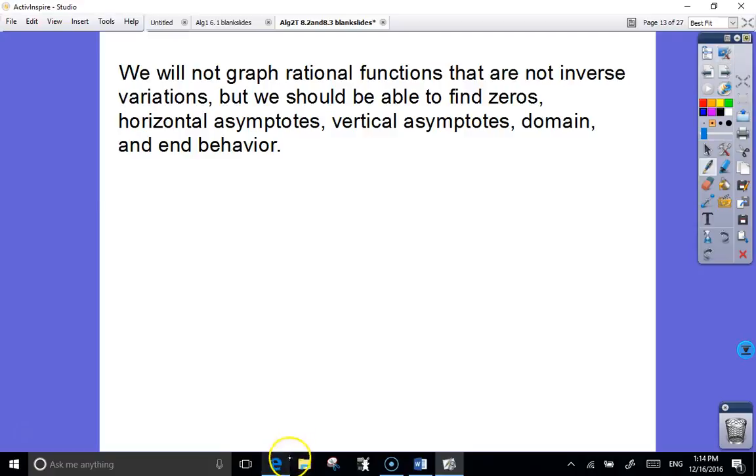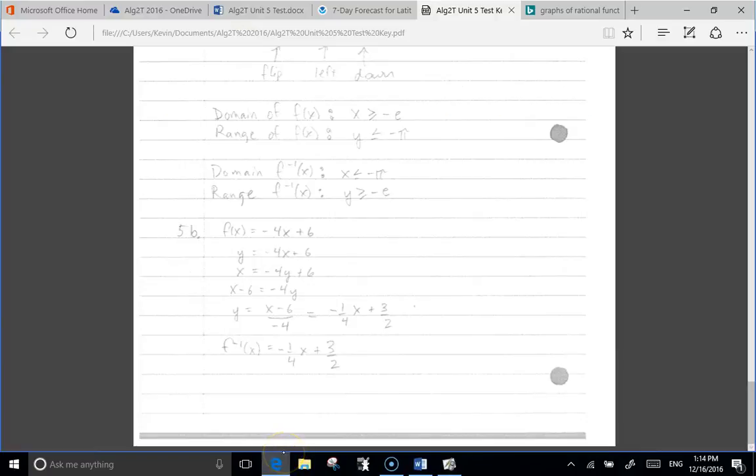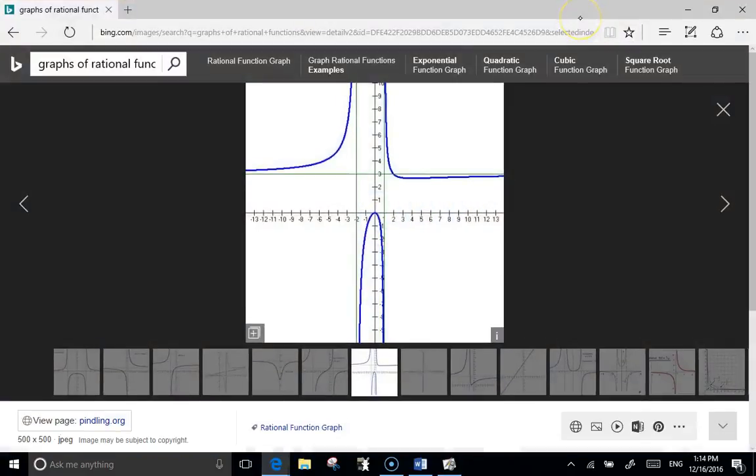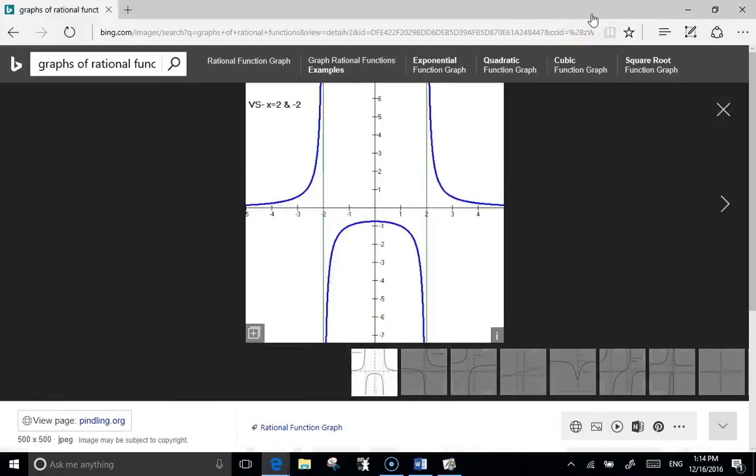I had brought this up before. Let's see if I still got it up here. I hate it when it does that. These are kind of examples of graphs of rational functions. And you can see the two green lines there? Those are the vertical asymptotes. It looks like there's also a horizontal asymptote there, right? Doesn't look like there's any zeros.